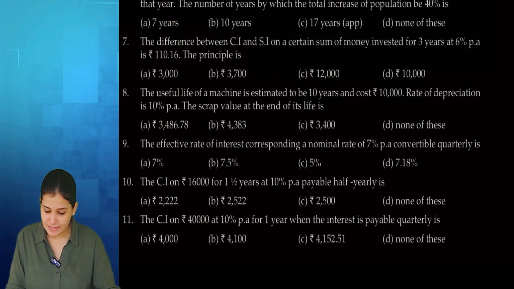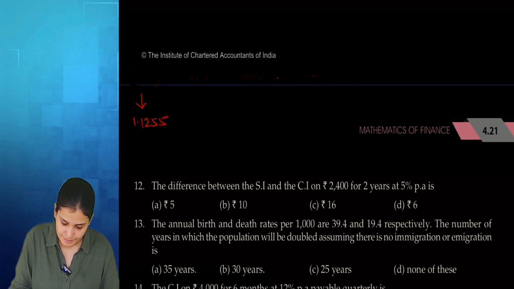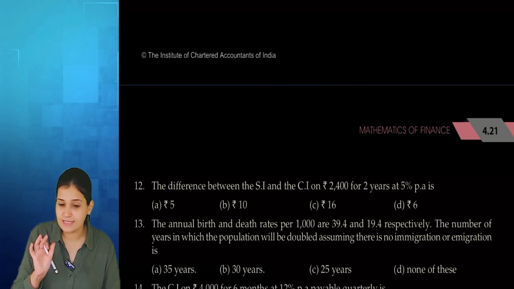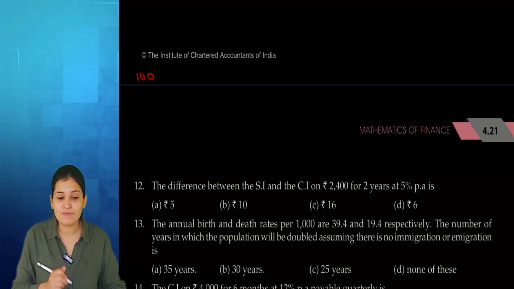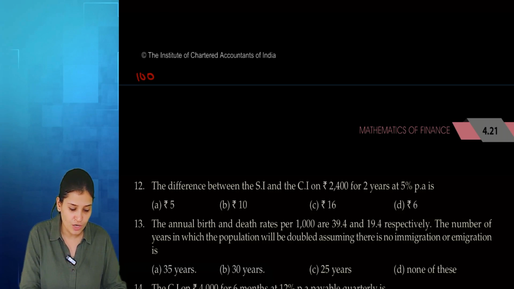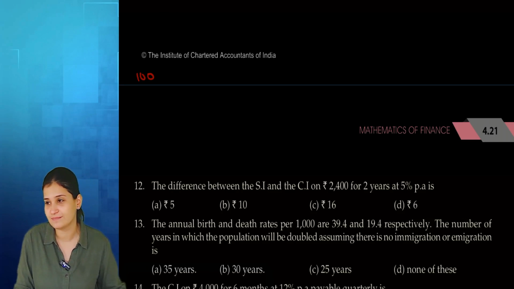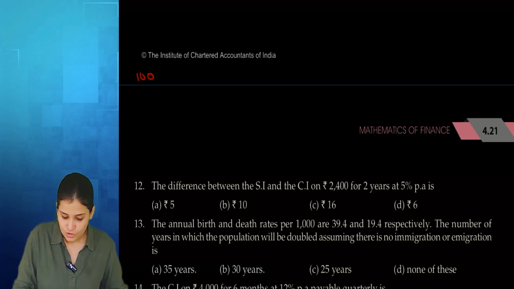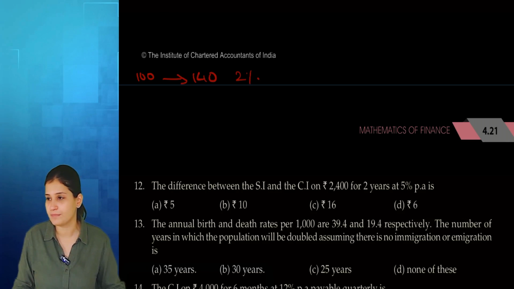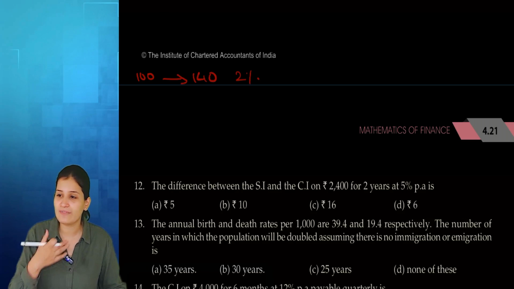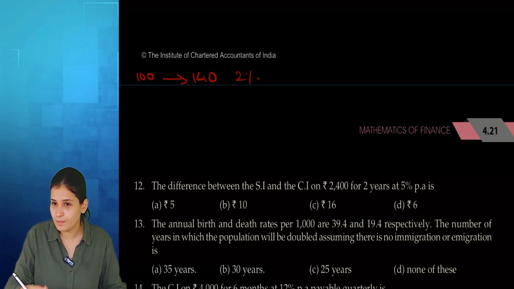Guys, please concentrate. They haven't told us the population. Let the population be 100. If it increases by 40%, 100 plus 40% is 140. So 100 has become 140 at 2%. We need to find out the time. You can take anything. I have taken 100. If you want to take 1 rupee, take 1 rupee. If you want to take 1 lakh, take 1 lakh. Doesn't matter.